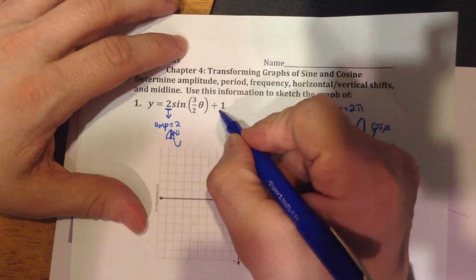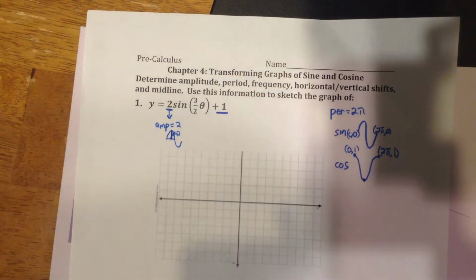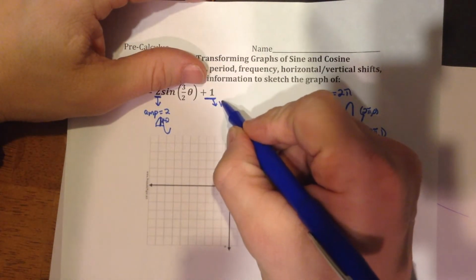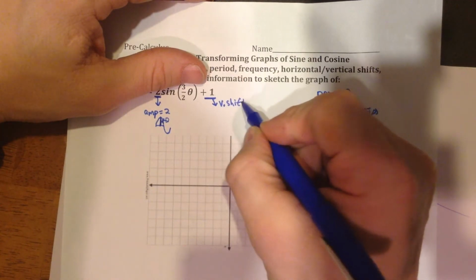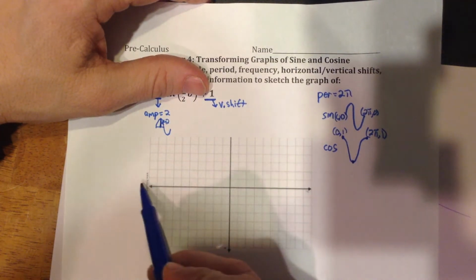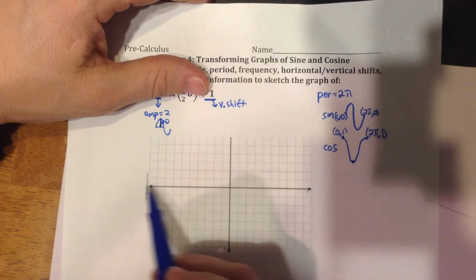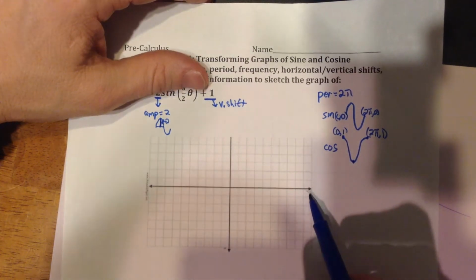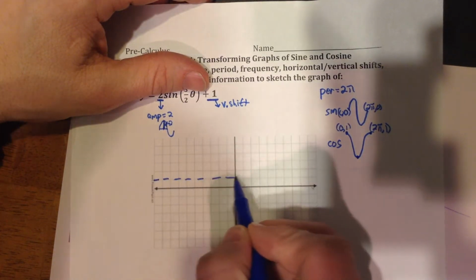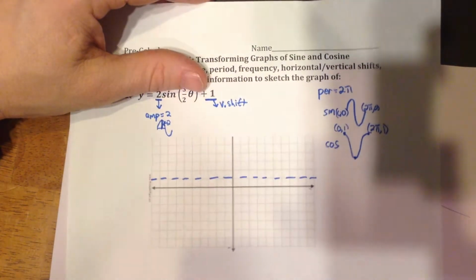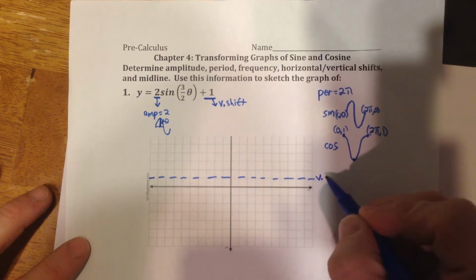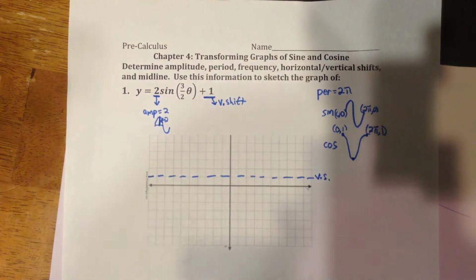The next important thing to recognize is this: anything that's being added or subtracted to this sine or cosine wave, that is our vertical shift. The easiest way to work with this is understand that the graph always starts at 0. It's centered around 0, the x-axis. If we shift it up 1, it's going to be centered around y equals 1. This now replaces the x-axis. So the vertical shift is the first thing you want to do to make your life easy.